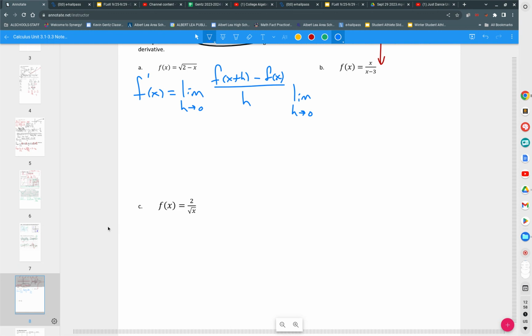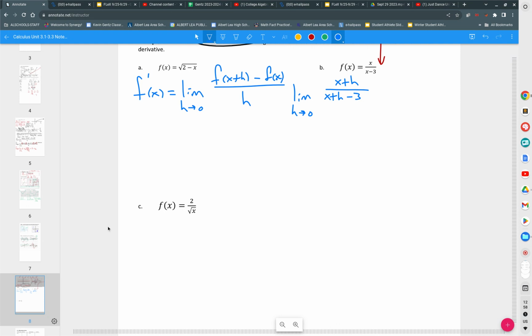And what do I first plug in for x? X plus h. And so you get x plus h over x plus h minus 3. Does anybody have a question on that?